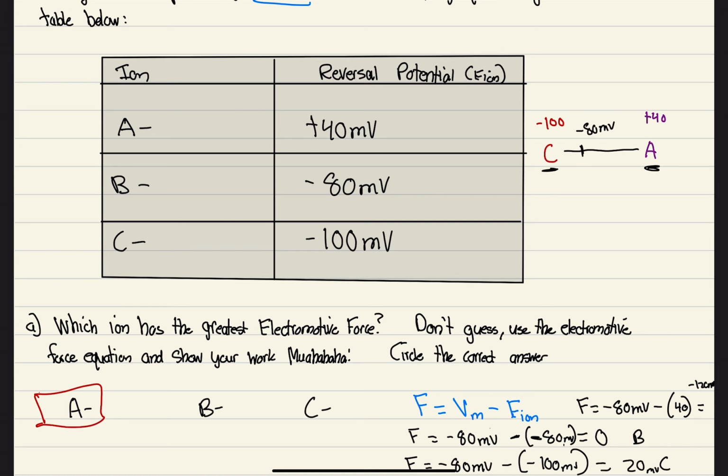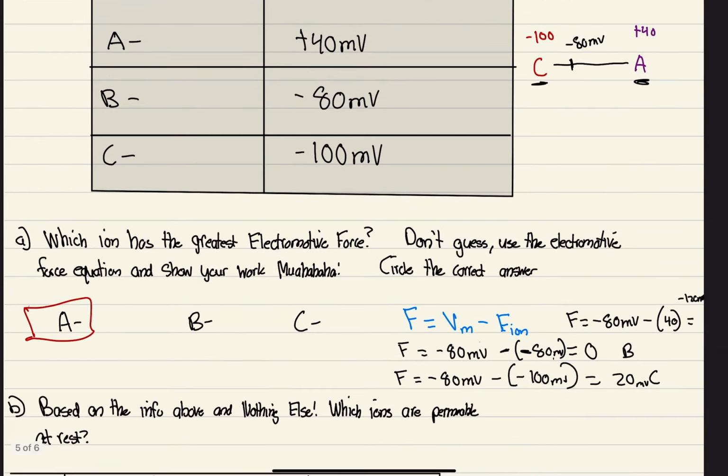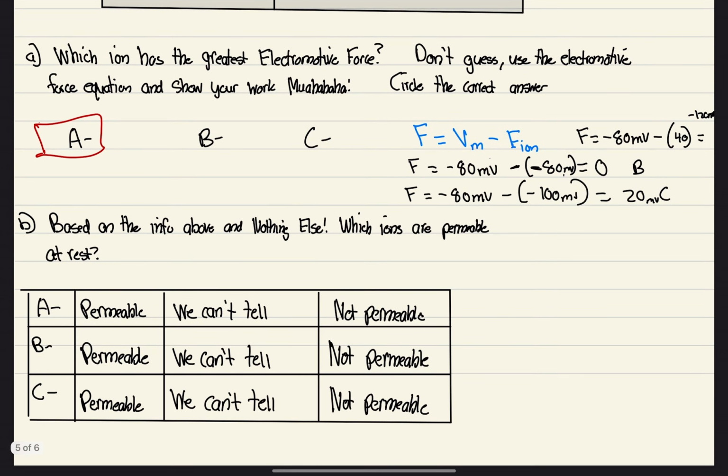However, notice that ion B is -80 millivolts. It's exactly the same as the resting membrane potential. So ion B could be contributing to it, and ion A and C could not be doing anything at all. We don't know, right? It could be either of those two scenarios. So the answer is, for all of them, we can't tell.